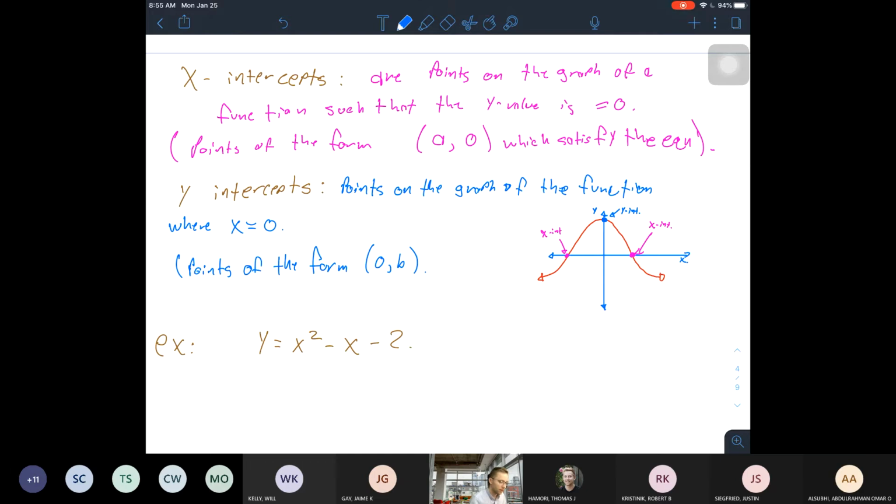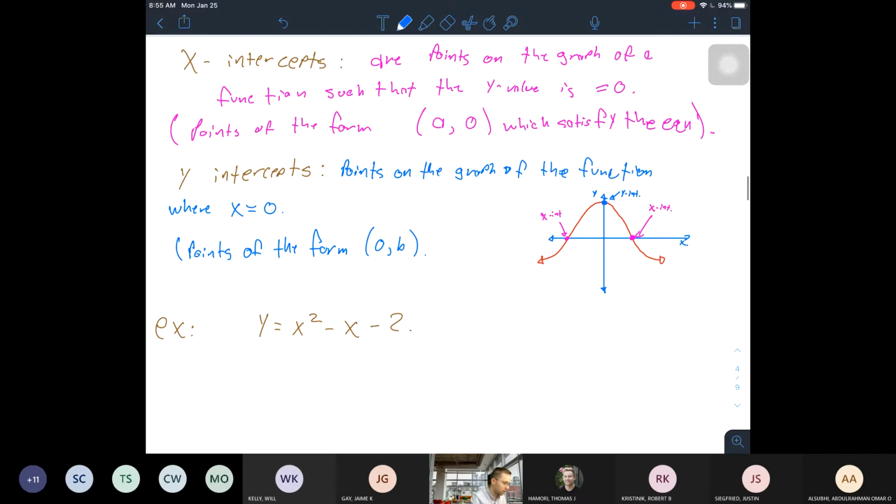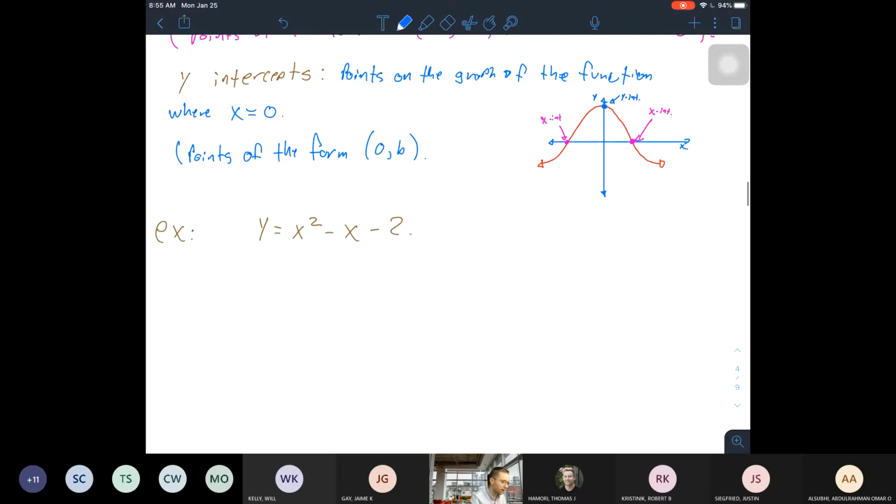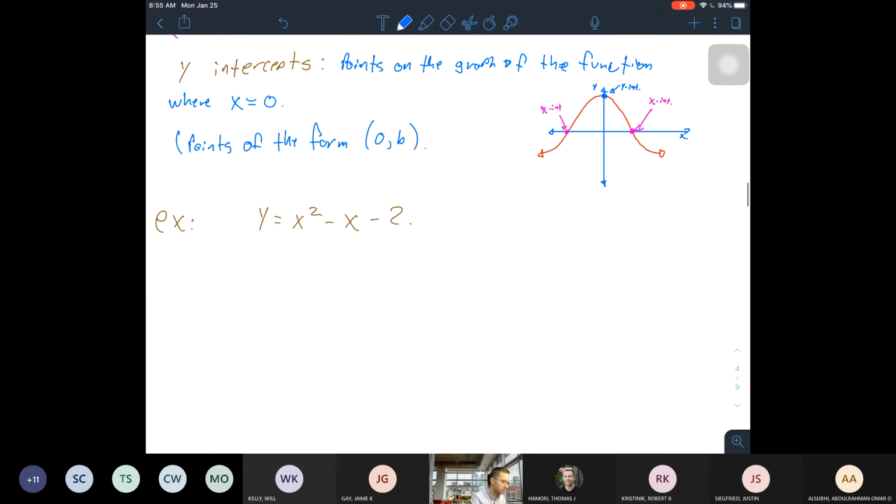So that's how we define them graphically and have an understanding of what they look like. So let's have an example. We have this function: x squared minus x minus 2. Let's see how this factors.